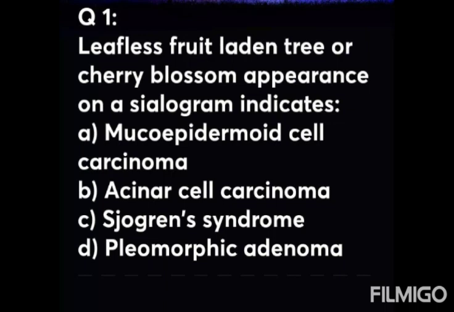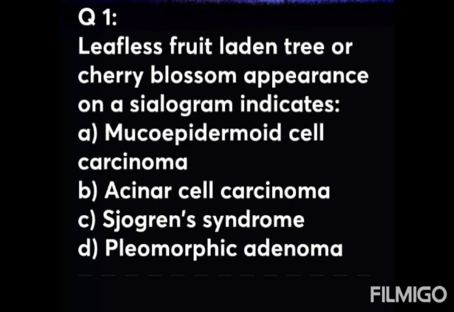Question number 1. Leafless fruit laden tree or cherry blossom appearance on a sialogram indicates option A. Mucoepidermoid cell carcinoma, option B. Acinar cell carcinoma, option C. Sjogren syndrome, option D. Pleomorphic adenoma.